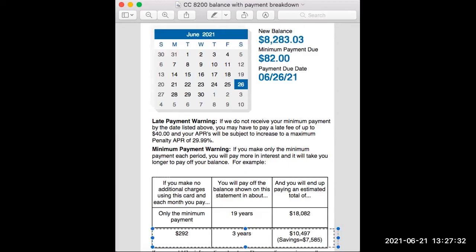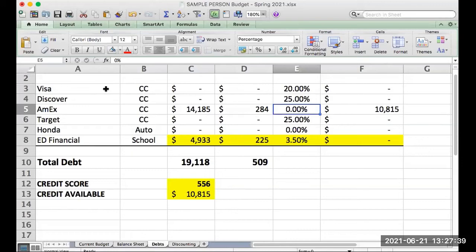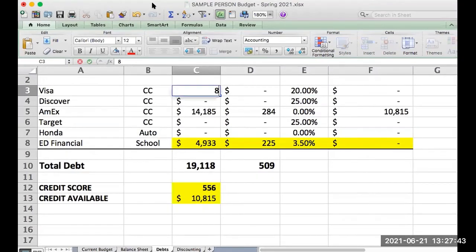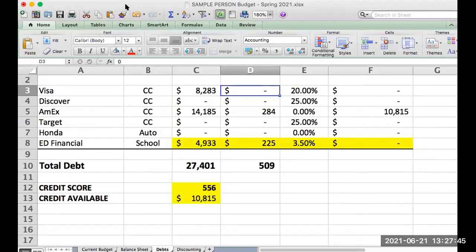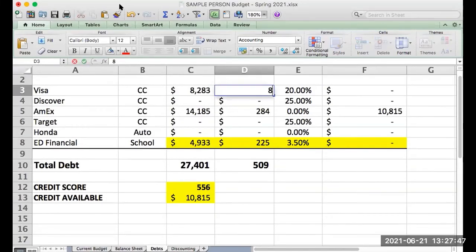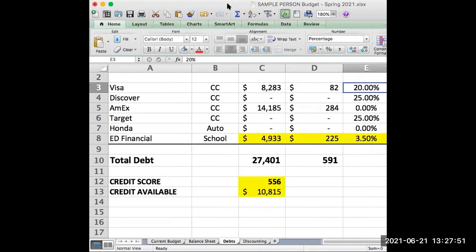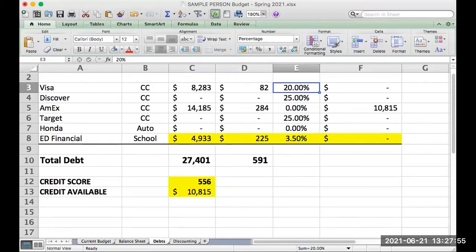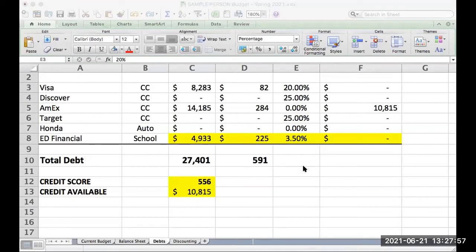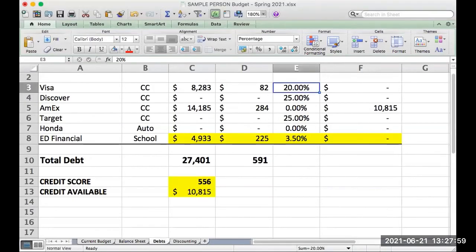So let's pop this into our spreadsheet. And we're going to call this a Visa card, credit card. What was the balance here? 8283. Minimum payment, 82. And the interest rate, of course, it doesn't say that. So we have to go to another sheet.